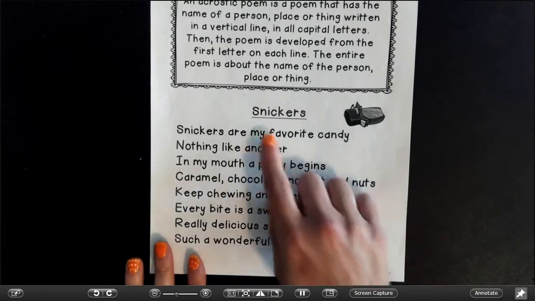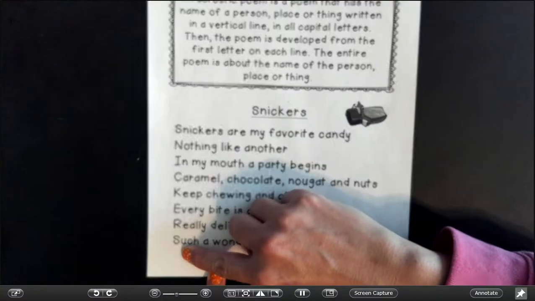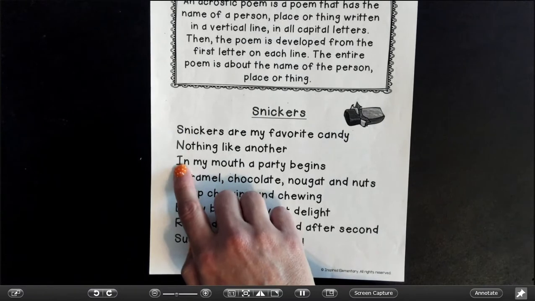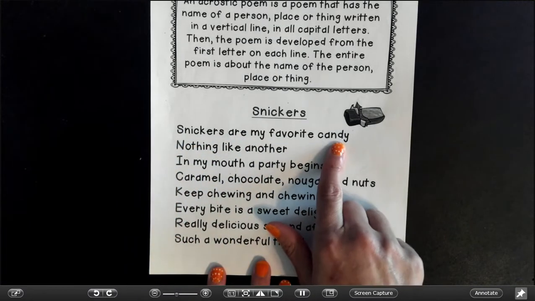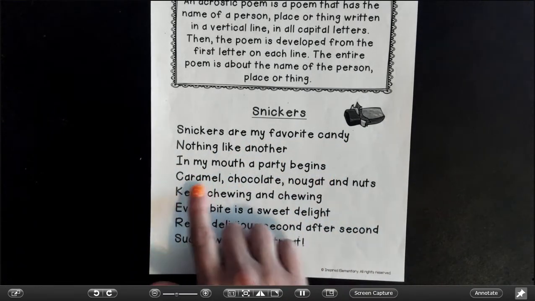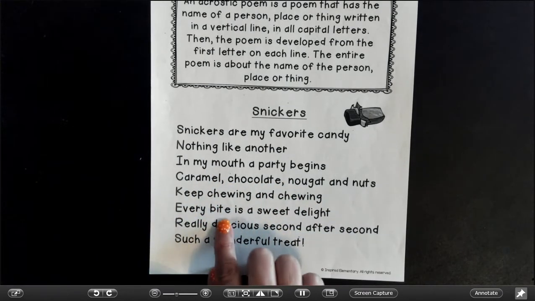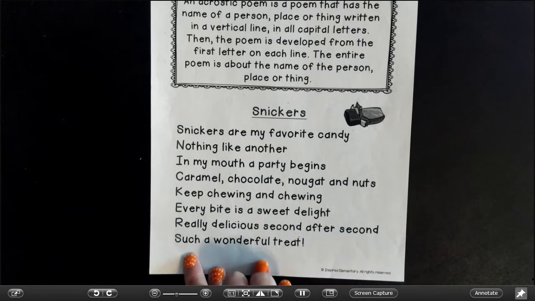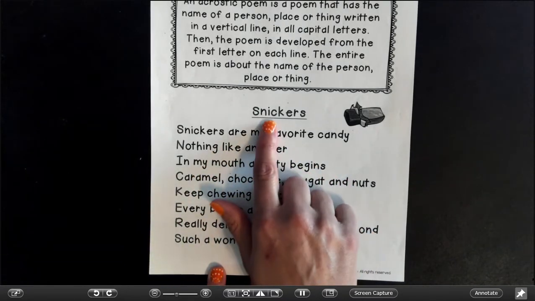Here's an example, Snickers. Notice how Snickers is written vertically. So it's written down. And then each line starts with a letter in Snickers. Snickers are my favorite candy. Nothing like another. In my mouth, a party begins. Caramel, chocolate, nougat, and nuts. Keep chewing and chewing. Every bit is a sweet delight. Really delicious. Second after second. Such a wonderful treat. Everything that's being talked about here has to do with Snickers.